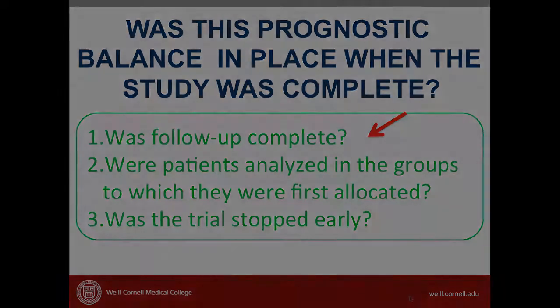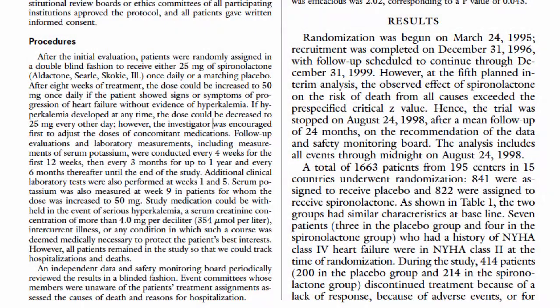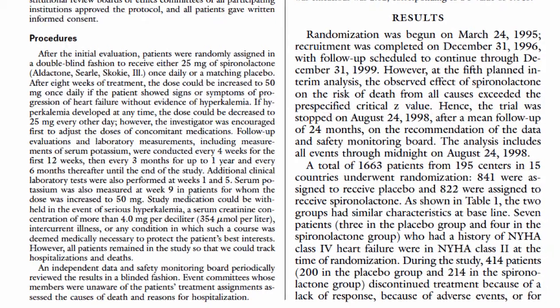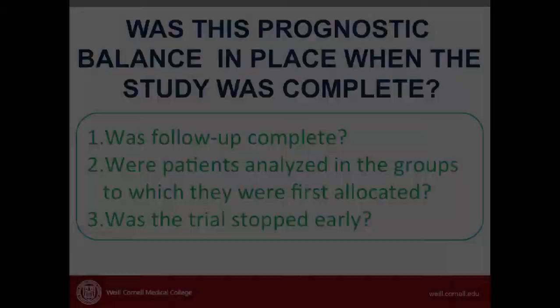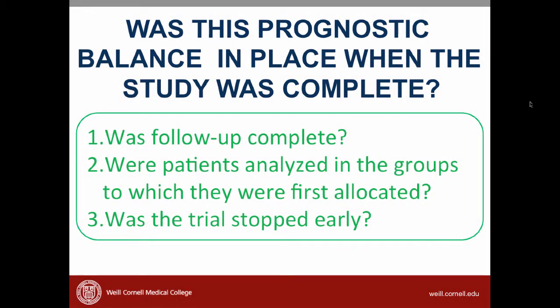Was follow-up complete? When we look for completeness of a trial, we want to know what happened to every patient. In the case of this spironolactone trial, we'd like to know whether all 1,663 patients lived or died. The validity of a study goes down if we don't know the outcome for patients at the end of the study. If we look at the methods section, the researchers write, all patients remained in the study so that we could track hospitalizations and deaths. If we go back to our checklist, we can give that question a check mark.